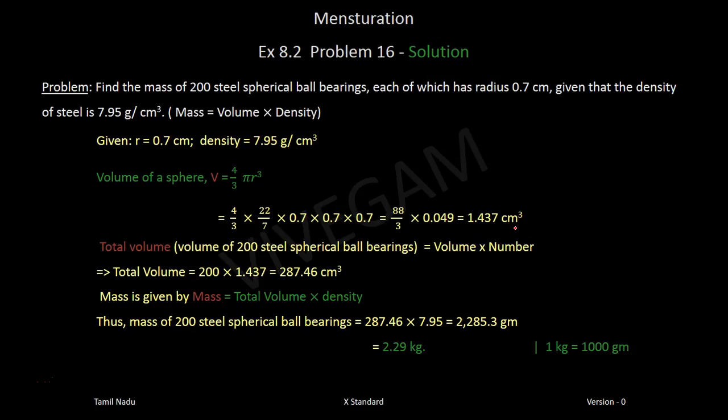How many spherical balls? 200. So total volume is volume into number, that is 200 into 1.437. That gives us 287.46 centimeter cube. Now we know the total volume. The next is mass equal to total volume into density. So total volume is 287.46 and density is 7.95. So 287.46 into 7.95 gets you 2285.3 grams. But we know 1 kg is 1000 grams. So you'll have to shift the decimal point 3 places. It becomes 2.285, which is approximately equal to 2.29 kgs. So the total mass is 2.29 kgs.